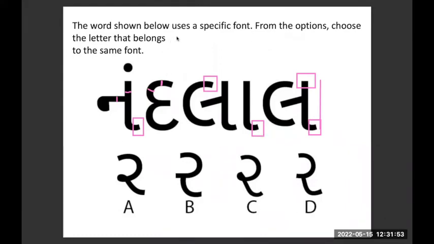So in this case, what you have to find is this is a letter written in one family font. This is one font family style. You are given the letter R written in four different font styles. You have to find which font style belongs to the font style that you are able to see on the top. Word that is there.